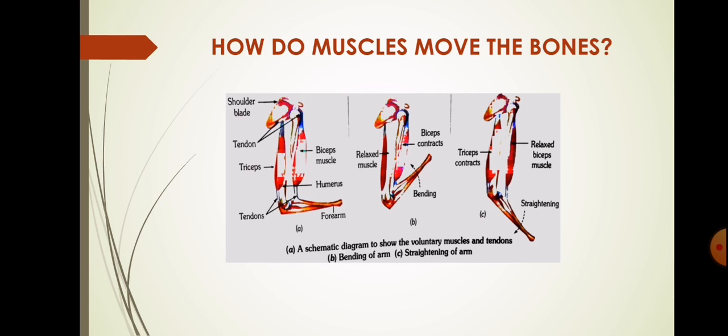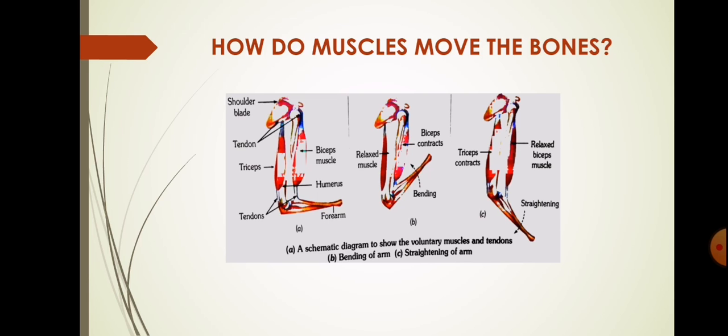Means when some muscles contract, the other part of the muscles get relaxed, and this moves the bone in the opposite direction. And the relaxed muscles contract to pull the bone towards its original position. Means when you contract the muscles, the bone gets pulled in that direction, and when you relax the muscles, the bones move to their original position.